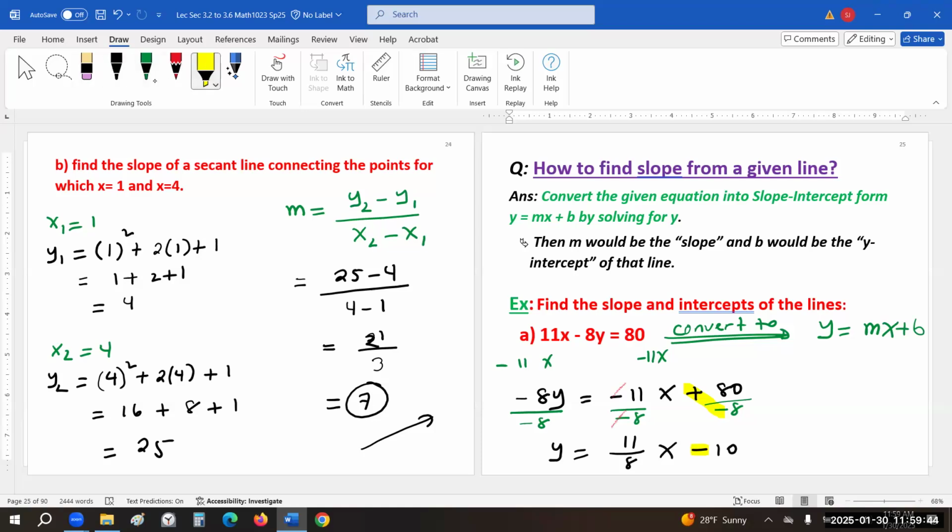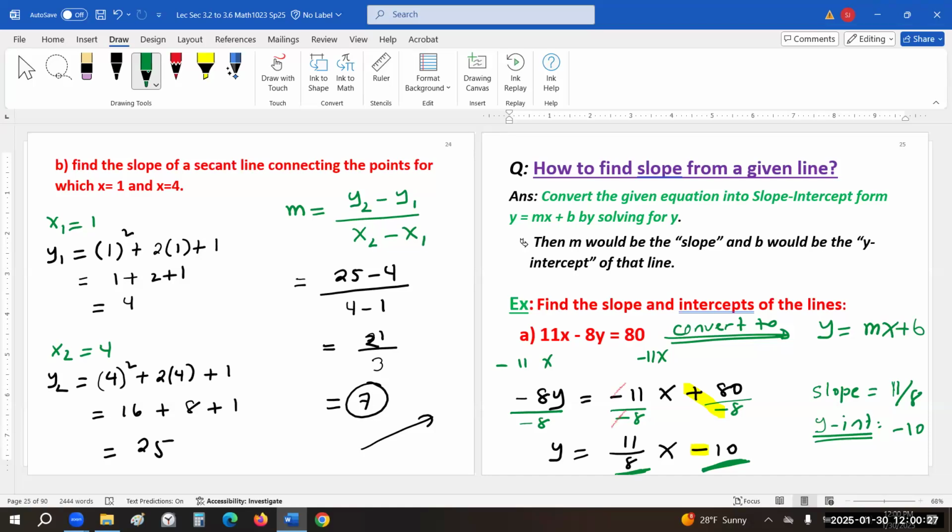So now we are very, very happy, because we can see our slope and we can see our y-intercept. So how much is the slope? 11/8, only the number. X is not a slope, X is a variable. Slope is just a number. And we also know our y-intercept. What is our y-intercept? Negative 10. So see, we tried to solve one thing, but we got lucky, we got two things instead: the slope and the y-intercept.